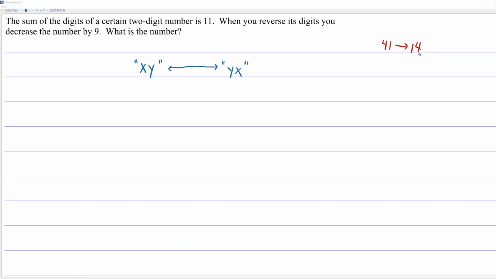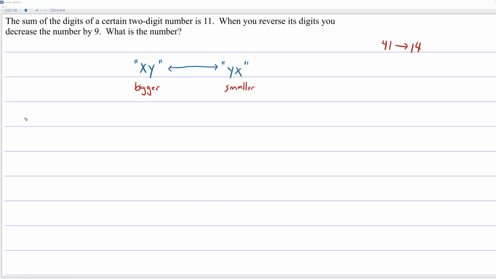Now, before we worry about writing down any equations, we do have this piece of information. When you reverse the digits, you decrease the number by 9. So that means with our original number and the reversed number, one of them is bigger and one of them is smaller. In this case, we know when you reverse the digits, you decrease the number by 9. So the reversed number is smaller, or if you prefer, the original number is the bigger of the two.